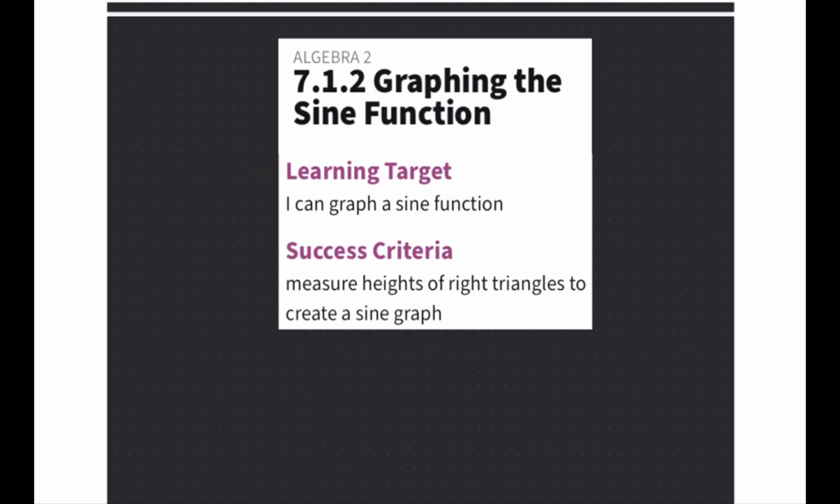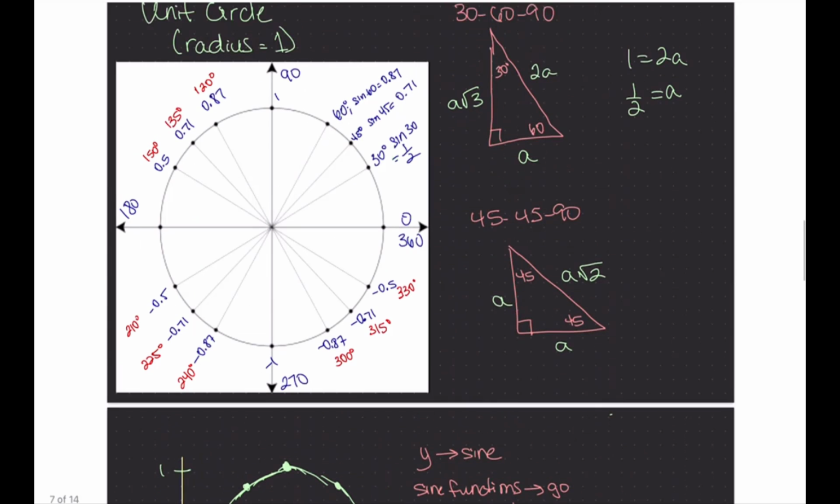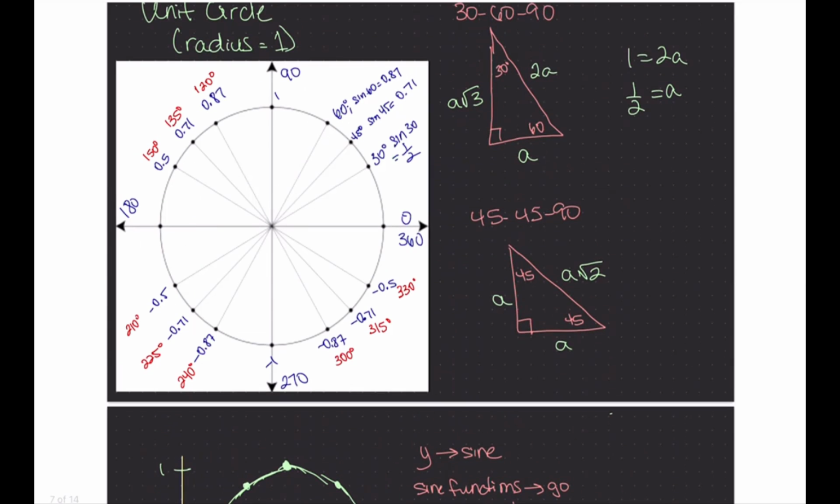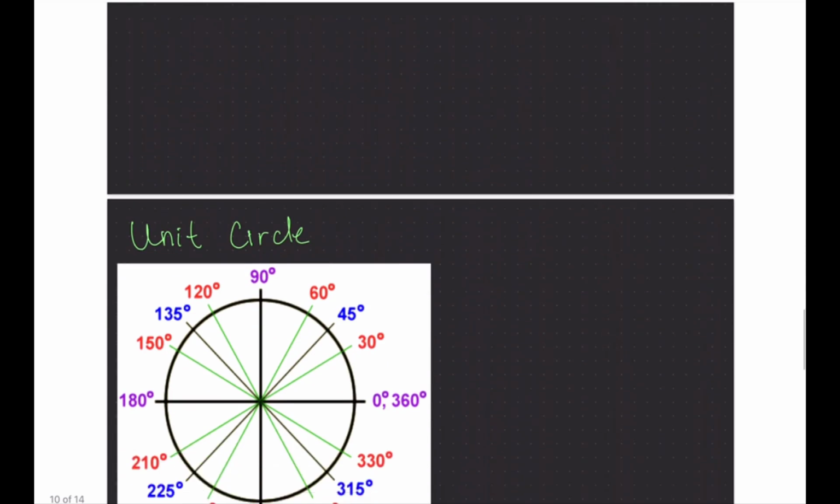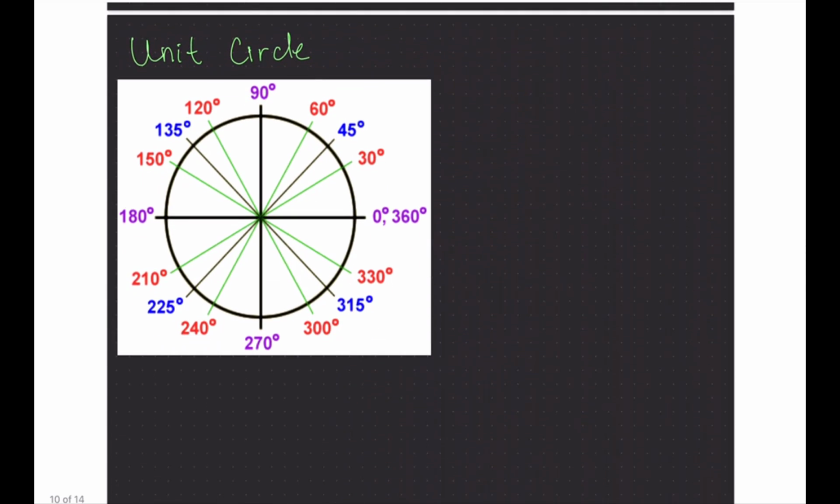Wrapping up section 7.12 on graphing those sine functions. Today we just have a couple examples to go over. We have this messy little circle that we came up with some values on, so I gave you a better one. We're going to look at some angles and see if we can figure out some things.